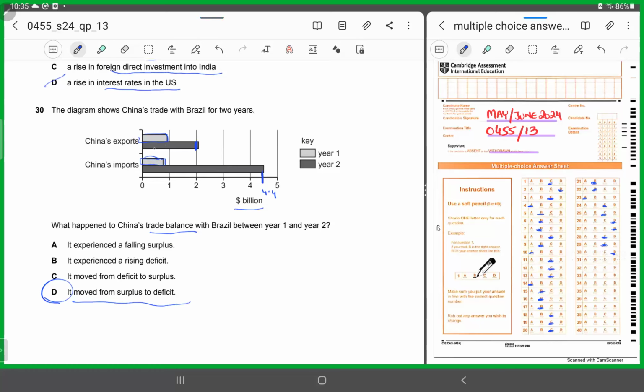In year 1, the exports were greater than imports. Exports were around, let's say, 0.9 and imports were around 0.7. So exports were more, you were positive, in a surplus situation. But in year 2, the situation changed. The exports were less and the imports were more, right? So as a result, you moved into a deficit scenario. You move from surplus to deficit, hence it has to be option D.